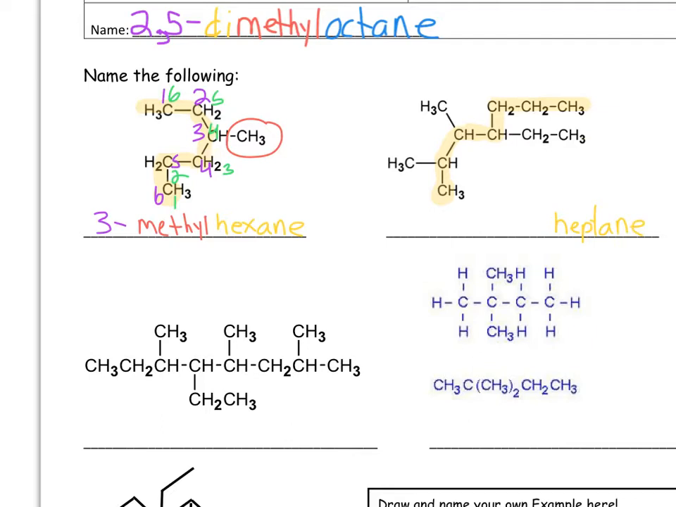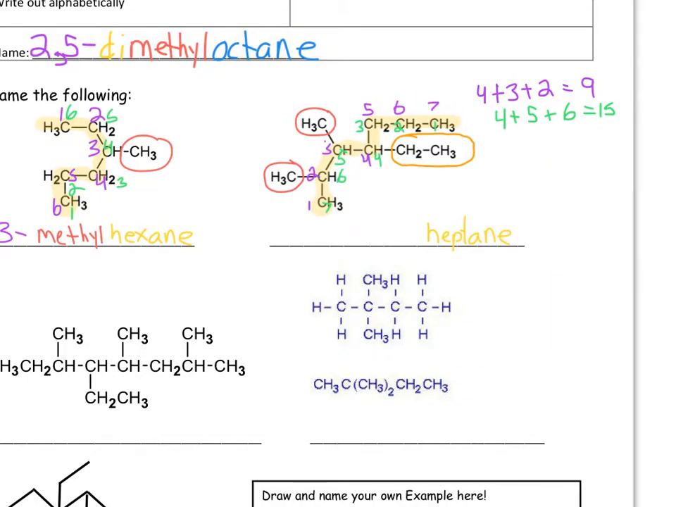And now we have to look for side chains. So we have a methyl group here and a methyl group here, but this time we have another group. In this hydrocarbon, we have an ethyl group right here. So we do exactly the same thing with the numbering. Start at 1. So we have our purple numbers and our green numbers. We're going to add them up and figure out which numbers are the better numbers to use. So our purple number equals 9 and our green number equals 15. So we're going to use our purple numbers.